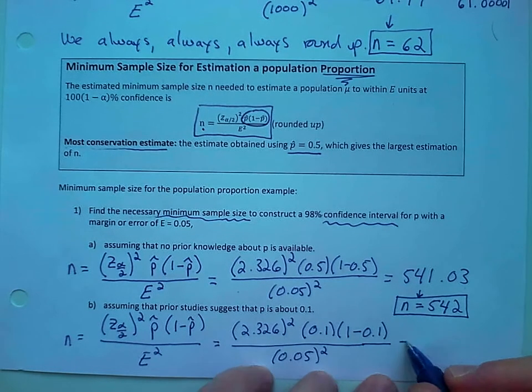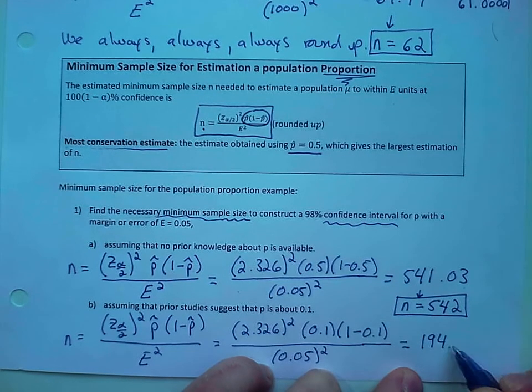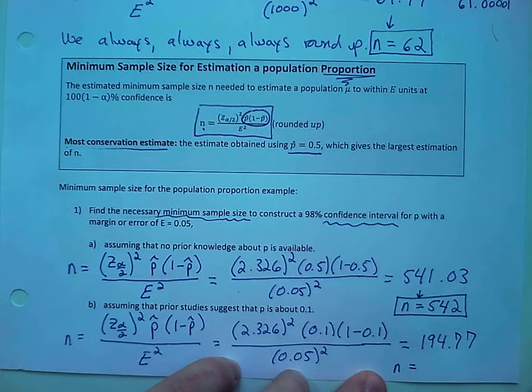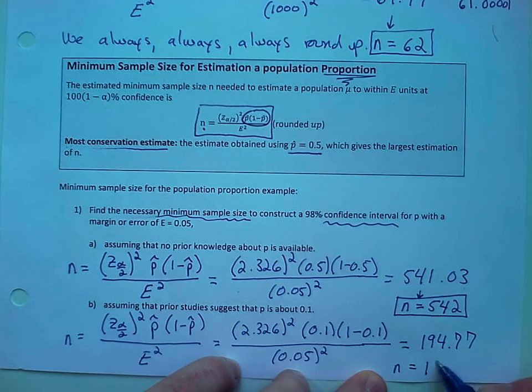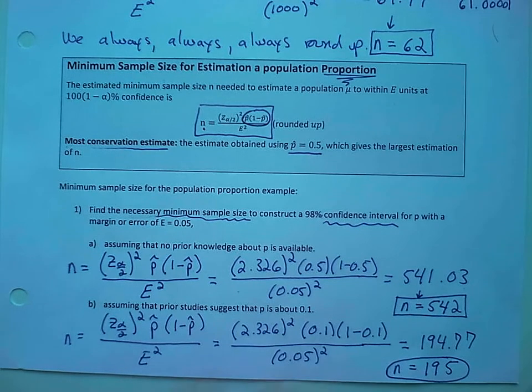And if you do this arithmetic, it will come out to 194.77. Again, is this our final answer? No, because we have to round up. So our final answer is going to be that it comes out to 195, because we want to round up to the next highest whole number.